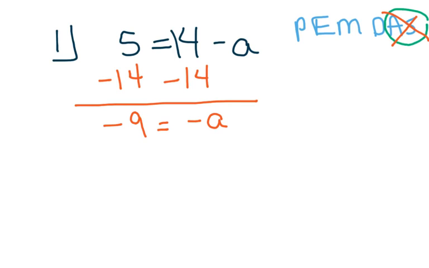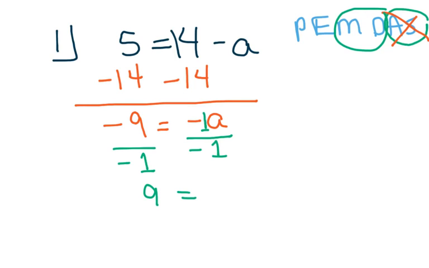Now we're solving for a, not negative a. So then I'm going to ask, is there anything we can multiply or divide by to help isolate a? And we're going to divide, this is technically negative 1 times a. So we're going to divide by negative 1. When you divide by negative 1, that's going to be 9 equals a.